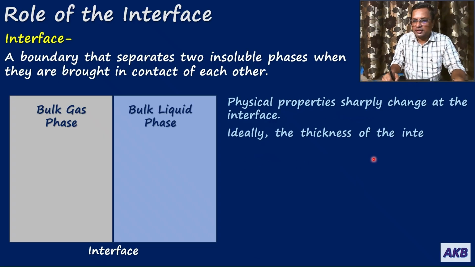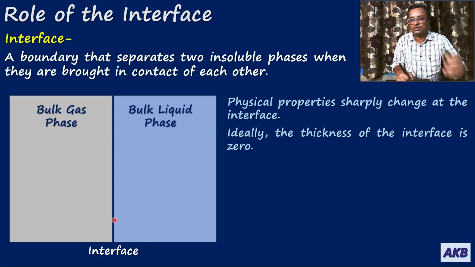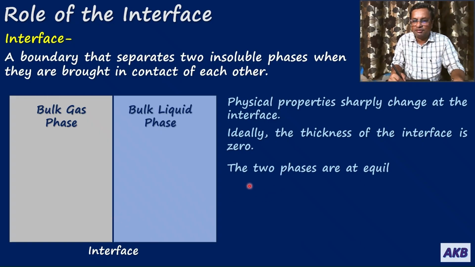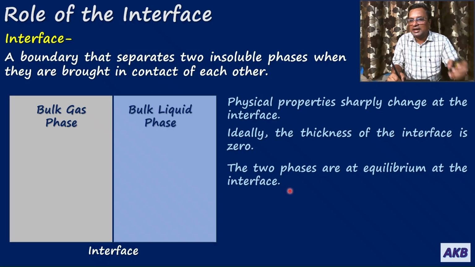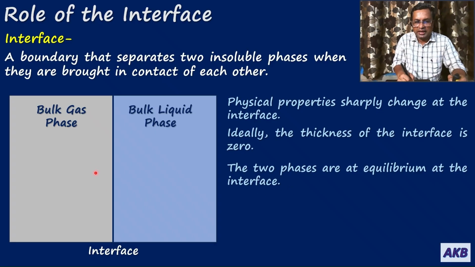Then ideally, the thickness of the interface is considered to be 0. So theoretically, it is assumed that the interface has no thickness. Then the other thing that you have to note is that at the interface, the two phases are in equilibrium with each other. Or the concentrations in the two phases are in equilibrium with each other. We are going to understand this in our next video lecture. For the time being, you just understand that at the interface, the two phases are in equilibrium with each other.